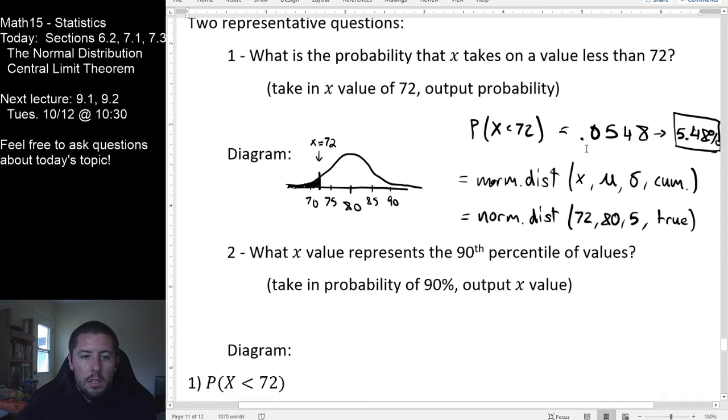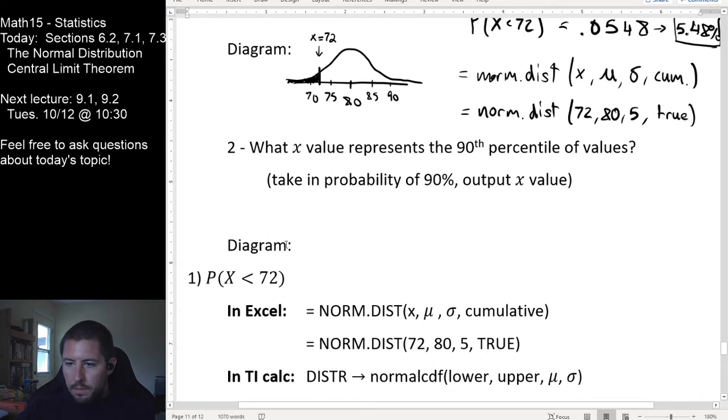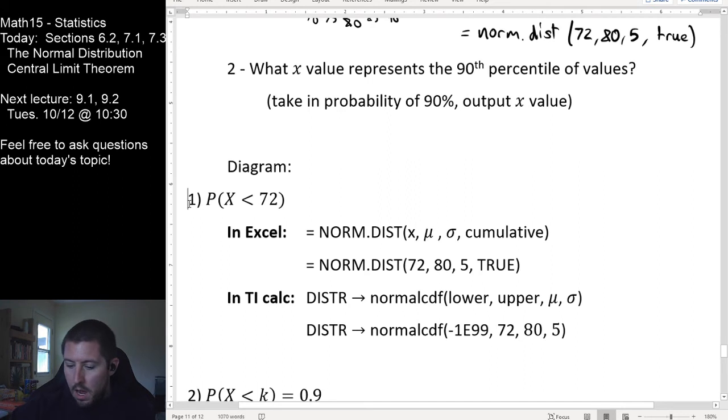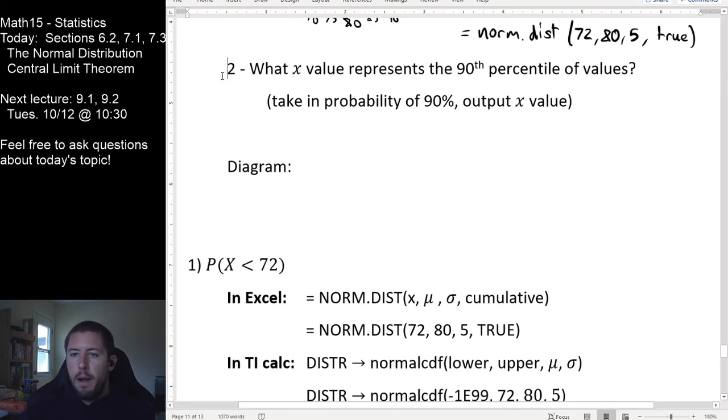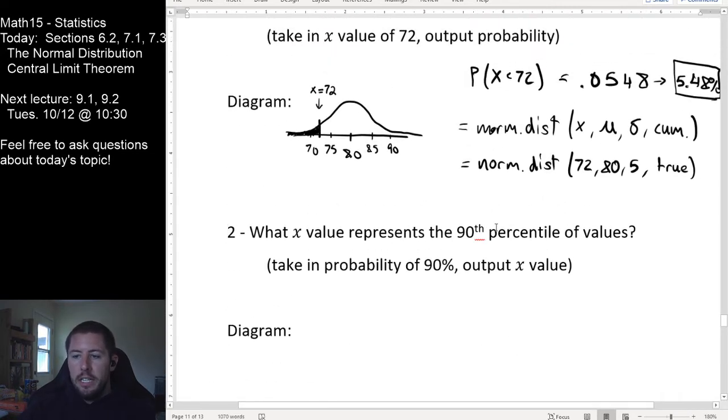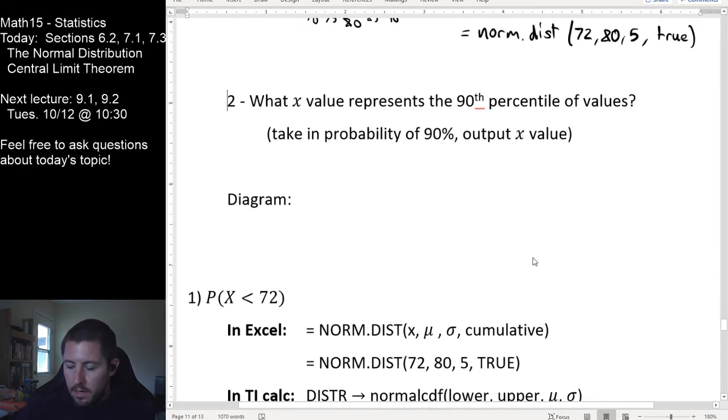All right. The other thing of interest here is that we could flip this problem around. In number 2, we are given a percentage, 90% of the results, and we are interested in finding what x value is going to be associated with that. So what I am seeing here is we just want to do this backwards. I am going to, again, draw my diagram that's associated with this.